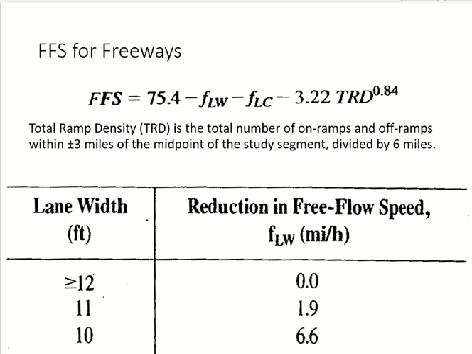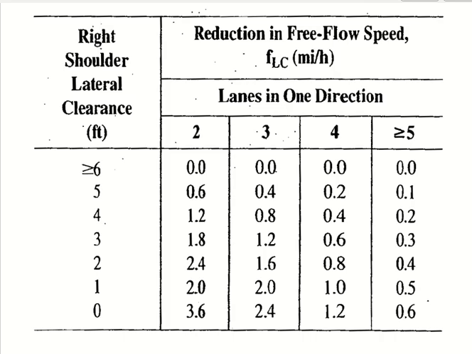Got it? The next one is lateral clearance. Lateral clearance is 0, and I have 4 lanes. So what's the factor here? 0 feet and 4 lanes. What's the factor? 3.6. Why not 1.2? Okay, 4 lanes are total. This is one direction. There are total 4 lanes, so 2 lanes in each direction.